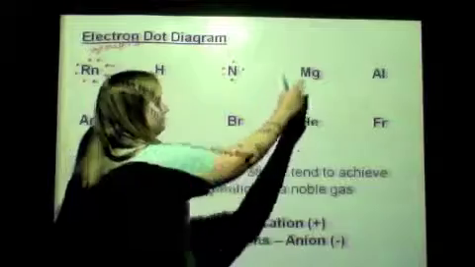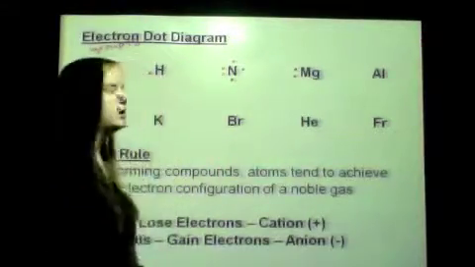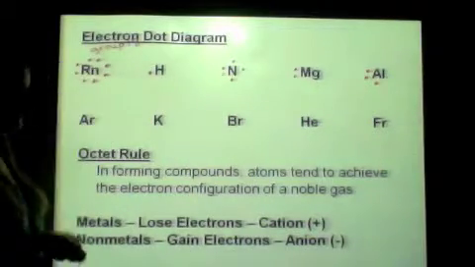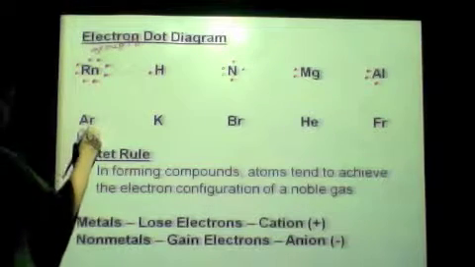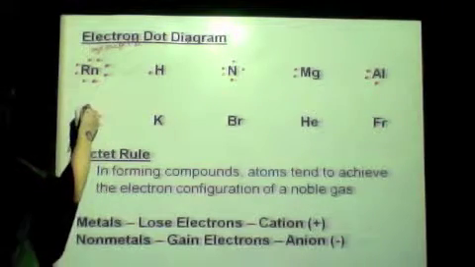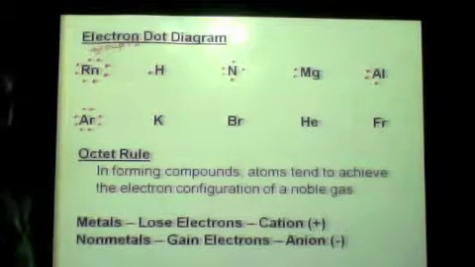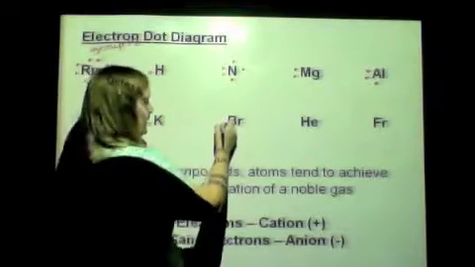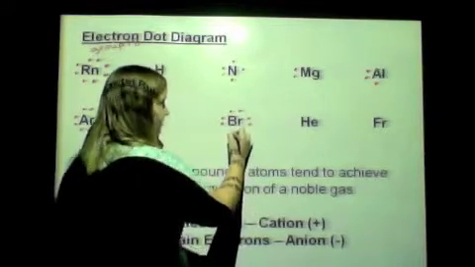Okay, magnesium is in group 2, so 1, 2. Aluminum, group 13, so 1, 2, 3. Argon, 2, 3, 4, 5, 6, 7, 8. Potassium, 1. Bromine, 1, 2, 3, 4, 5, 6, 7.